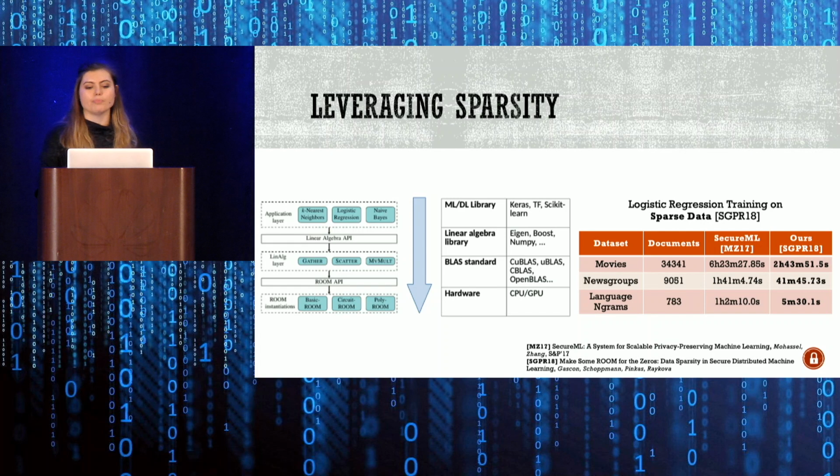So just for purposes of comparison, we ran computation of logistic regression training using sparse data, and we compared it with the state of the art, which is the SecureML paper from Security and Privacy 2017. And we showed that by leveraging sparsity in the input data, we can achieve 2 to 5 times improvement on the times for running this secure computation, depending on the input sparsity.